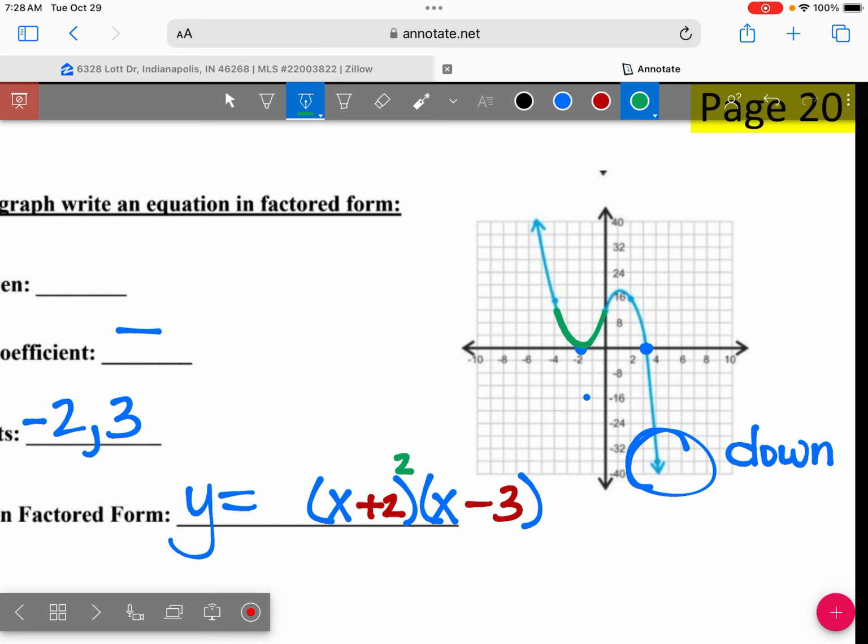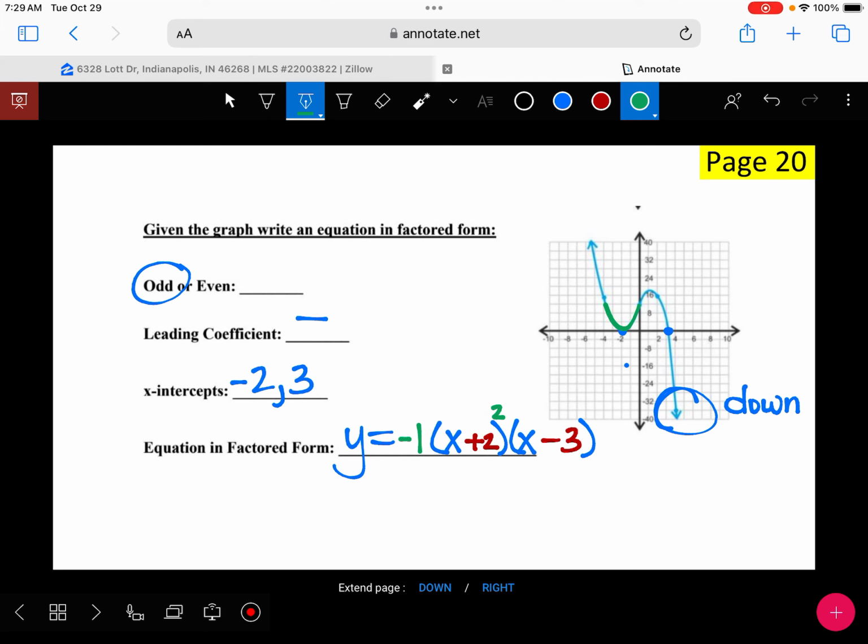And because this is negative, you have to put a -1 first. And that would be the equation I will be looking for on your test Friday.